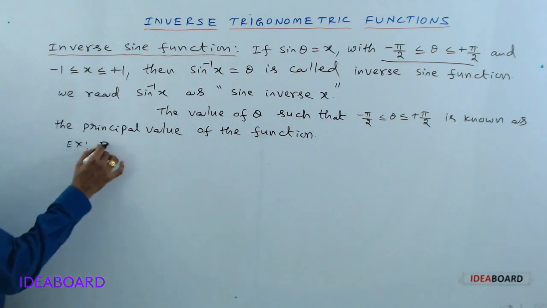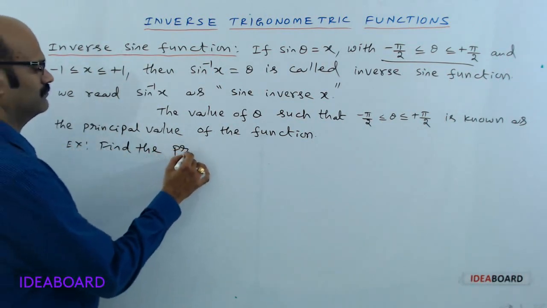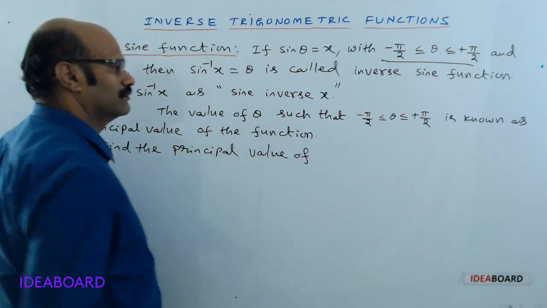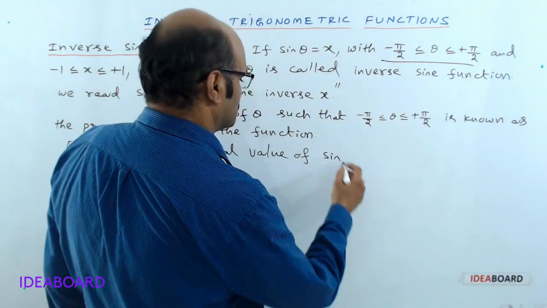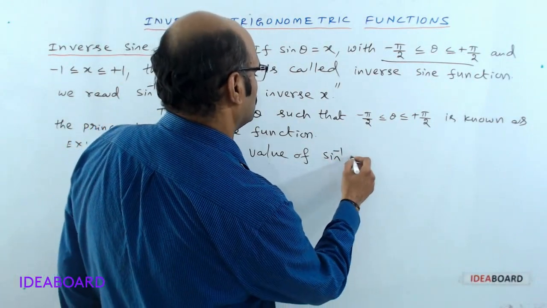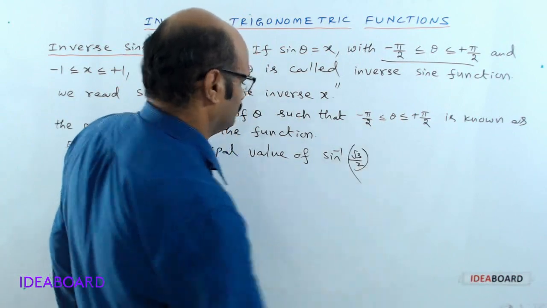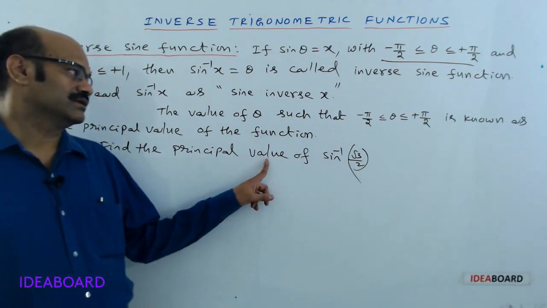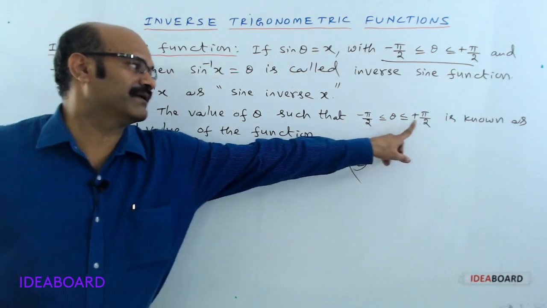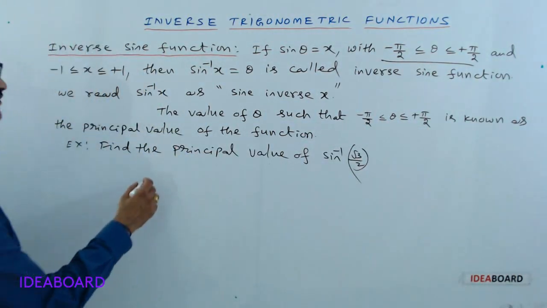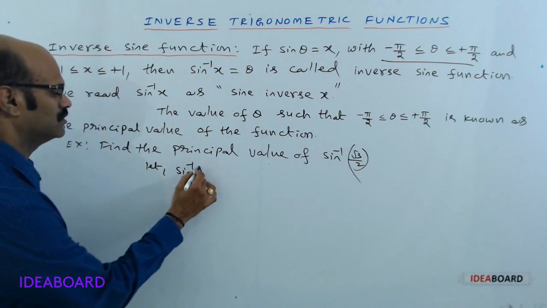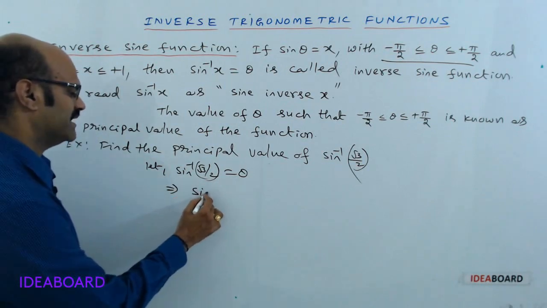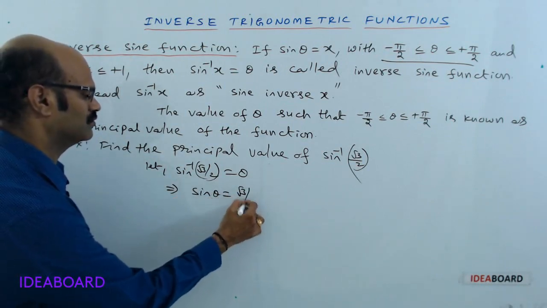For example, find the principal value of sin inverse of root 3 by 2. The principal value should be between minus pi by 2 and plus pi by 2. So let sin inverse of root 3 by 2 equal theta. It implies sin theta equals root 3 by 2.